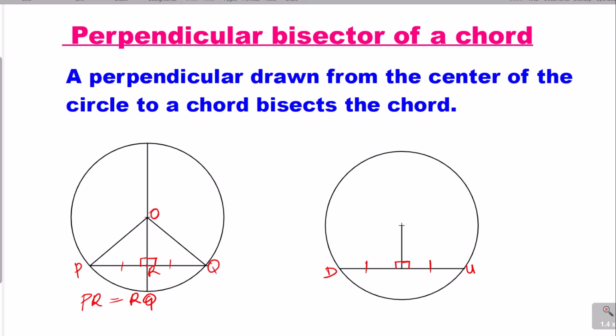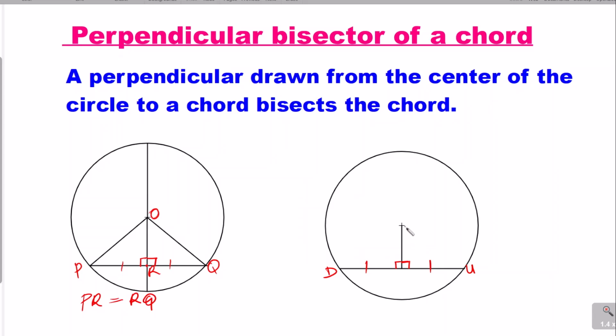Let's look at the perpendicular bisector of a chord. A perpendicular drawn from the center of the circle to a chord bisects the chord. There are 2 diagrams that I've drawn to illustrate this. The center of the circle is O, as you can see here. If you draw a perpendicular from the center of the circle, it will bisect this chord. The chord here is PQ. Bisecting means it will divide chord PQ into 2 equal parts, and therefore you'll notice that PR will be equivalent to RQ.